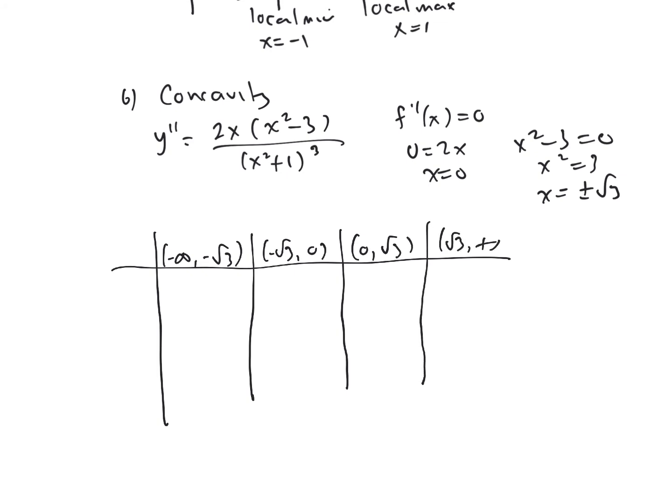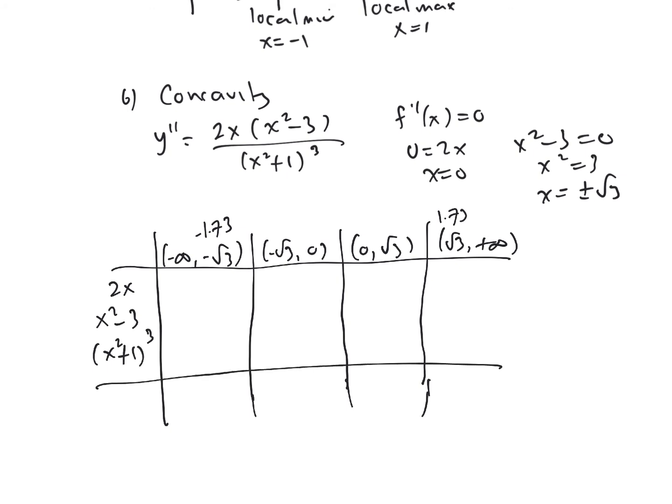And it might be helpful to change √3 to a decimal just when we're picking values. It's easier to know what value to pick. So we're going to put in 2x, x squared minus 3, and x squared plus 1 cubed. So I'm going to pick a number less than -1.73. So that's going to be negative, positive, positive, so negative. So it's going to be concave down to there.